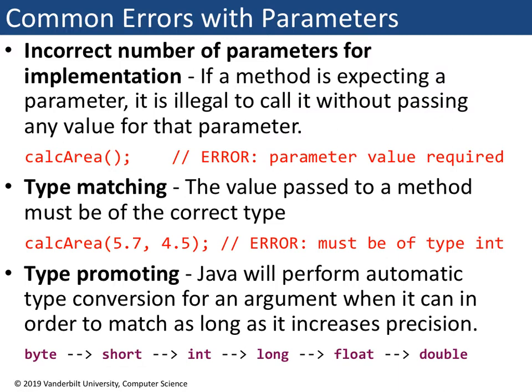Now remember, like we said, some types can be promoted. So if, for instance, in our calc area method we had declared that each of these parameters would have been doubles, then this would work. Also, we could supply this with integers, and the integer would be promoted to a double. So the rules that we defined for variable types also apply here for parameter types.